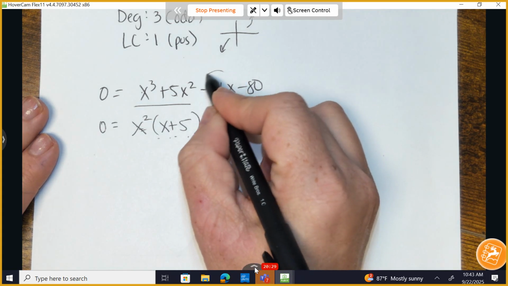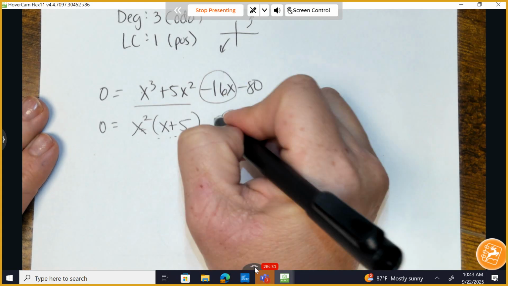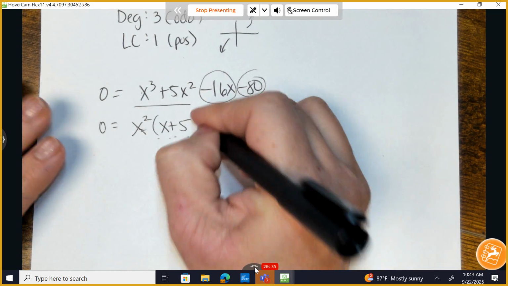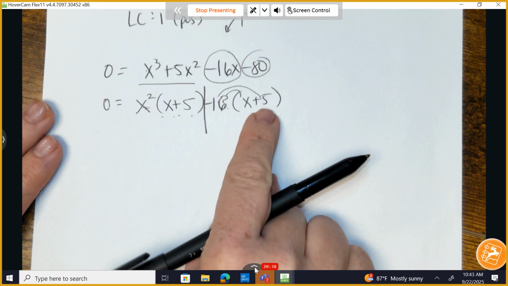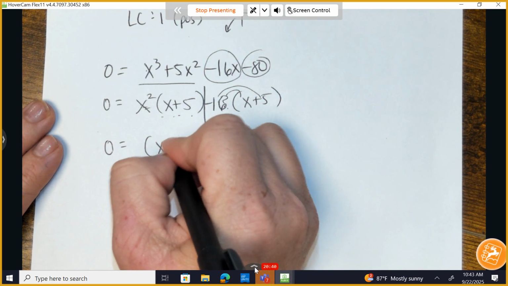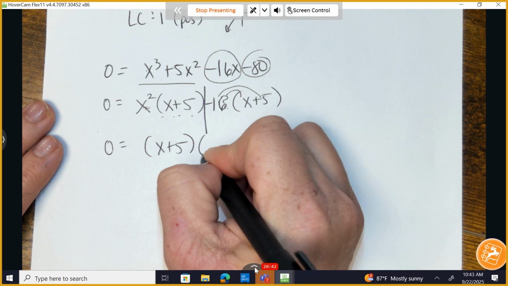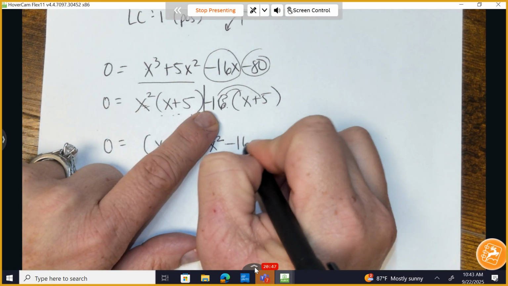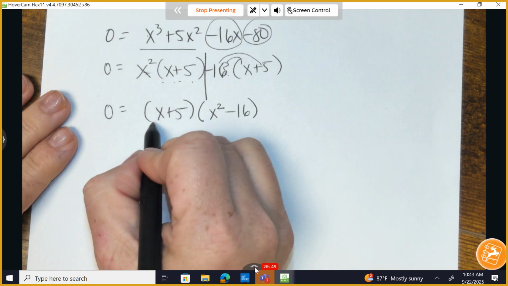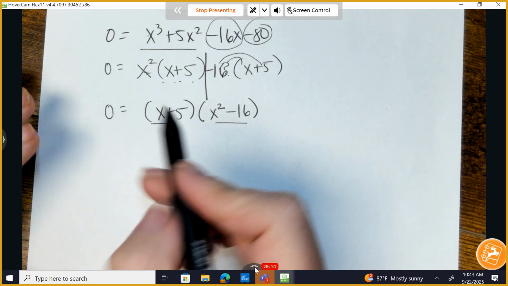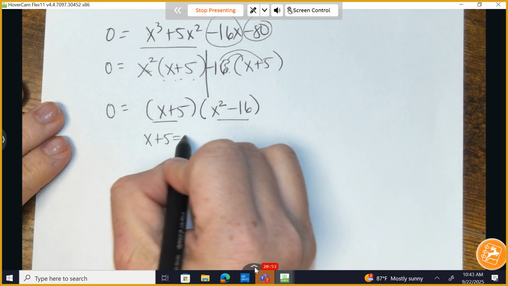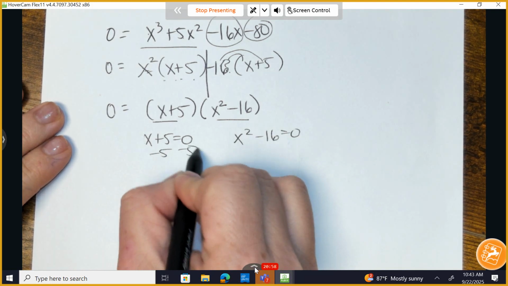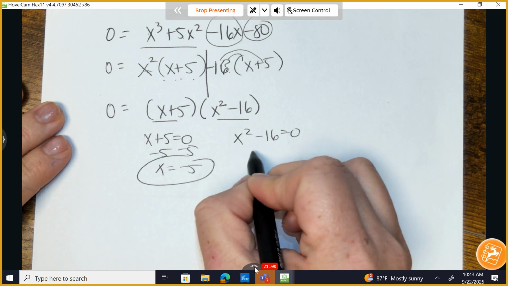What times x is negative 16x? Negative 16. Now I got to make sure I did that right. Negative 16 times 5 is negative 80. Okay, I'm feeling good. The front and the back both contain the parentheses x plus 5. I write it down one time. In front of the first parentheses is x squared. In front of the second parentheses is negative 16. I'm going to take both of these parentheses, set them equal to 0, and solve. X plus 5 equals 0. X squared minus 16 equals 0. And I do all the math, and I get one answer of negative 5.